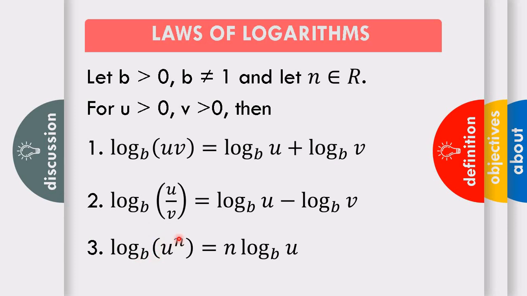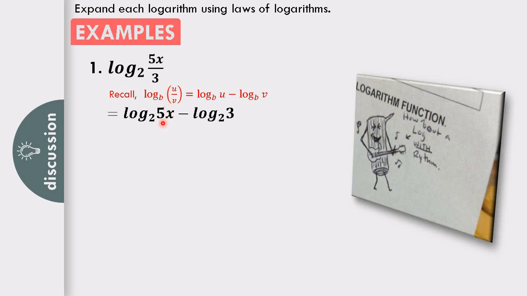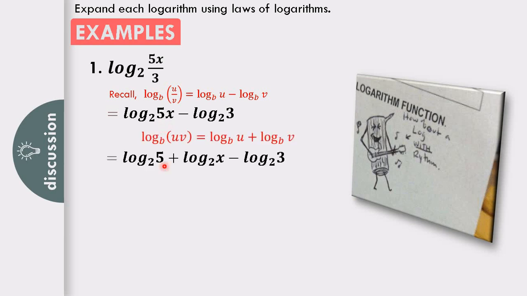We will remove the exponent. So let's use the following laws of logarithms to expand each example. First, we have logarithm of 5x over 3 to the base 2. So it is divided, therefore we will subtract. So we have logarithm of 5x to the base 2 subtracted by logarithm of 3 to the base 2. Then we can see in 5x it is multiplied, so we can also expand it. So we will add, so we have logarithm of 5 to the base 2 plus logarithm of x to the base 2 subtracted by logarithm of 3 to the base 2.